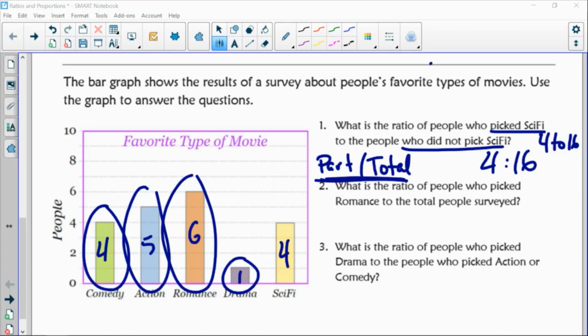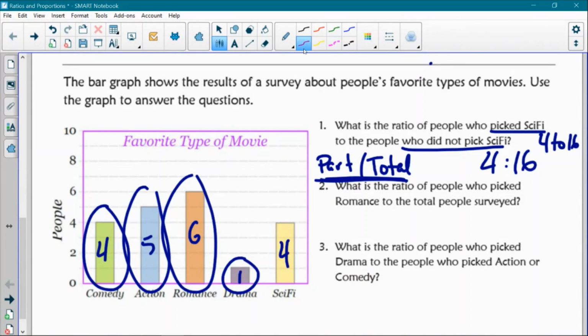So we're going to see something like that in this next question, where we're looking for the ratio of people who picked romance compared to the total number of people. So the total is really just adding up all of the people in the survey. That's 20. People who picked romance, that's 6. So you can say that that ratio is 6 out of 20, or 6 to 20. I would also like you to start simplifying these ratios. That fraction you can simplify to 3 out of 10. And later, we're going to also think about that as a percentage. That's 30%.